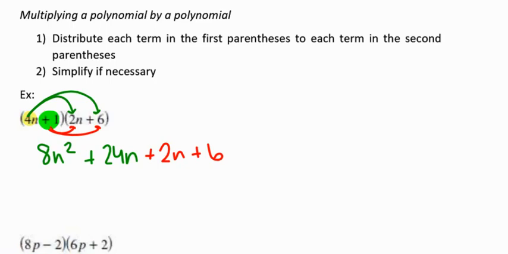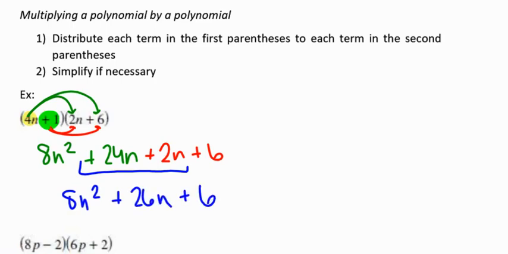So now in our previous lesson, we talked about adding and subtracting polynomials and combining like terms. So now I have 4 terms, and 2 of those terms happen to be like. They have the same variable raised to the same power. So I can combine my positive 24n and my 2n. I have 24 somethings plus 2 more somethings. I now have 26 somethings, or in this case, n's. So I have 8n squared, I'm just going to bring that down, plus 26n, and I'm just going to bring down my 6.